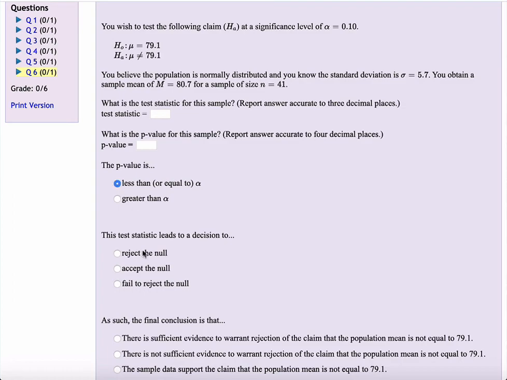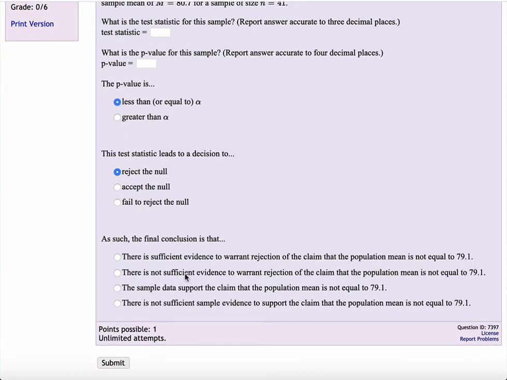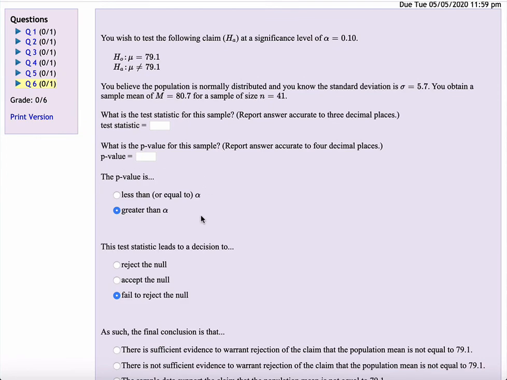Right, so if your p-value is less than alpha, that's when you reject the null hypothesis, so the sample data support the claim is true. Or if your p-value is greater than alpha, then you can't reject the null hypothesis, so there's not sufficient evidence to support the claim. So similar to the last one, it's just the reason why you're making your conclusion is a little different.